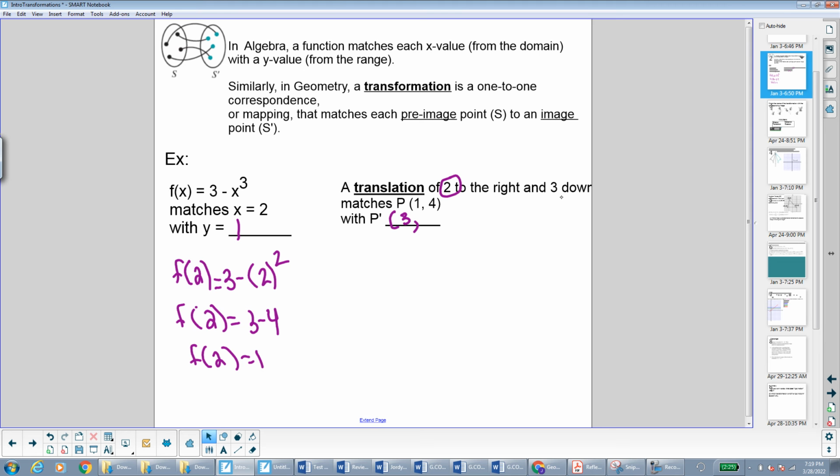And 3 down would be taking away 3 from the y value because we're going 3 towards the negative numbers. 4 minus 3 would give us 1. So our corresponding image point to (1, 4) under the given translation would be (3, 1).